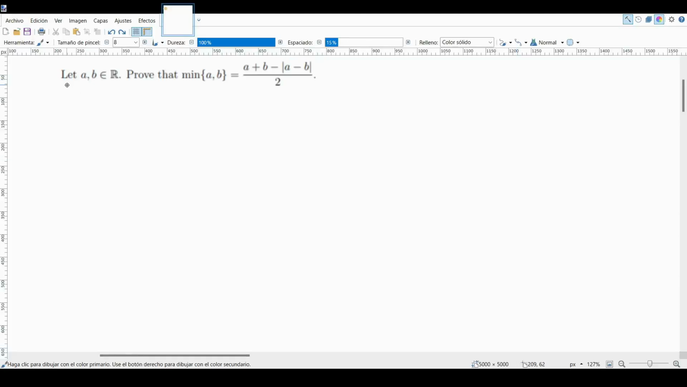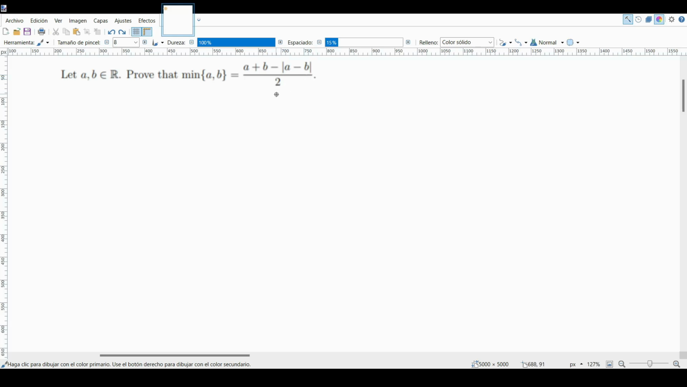Hello. So here we have a problem from analysis. We're supposed to let a and b be any real numbers, and we're supposed to show that the minimum value between these two, whatever one is smaller, is going to be equal to (a plus b minus the absolute value of a minus b) over 2.